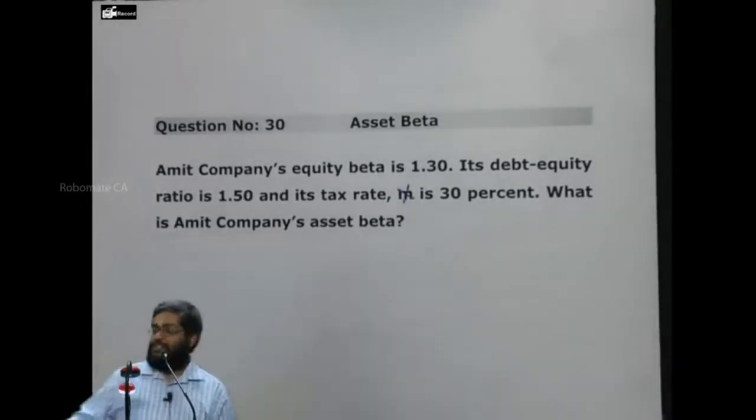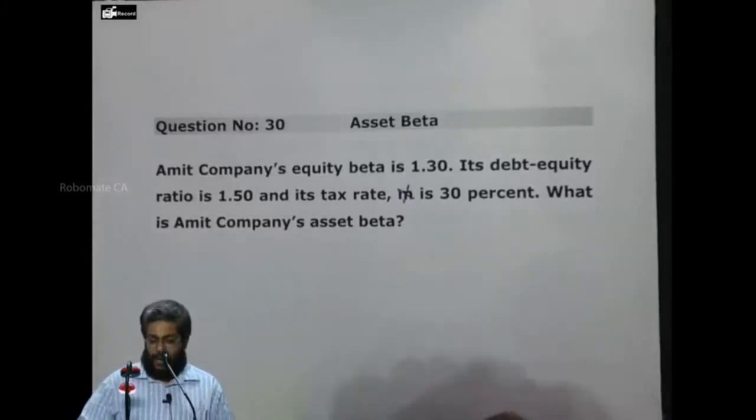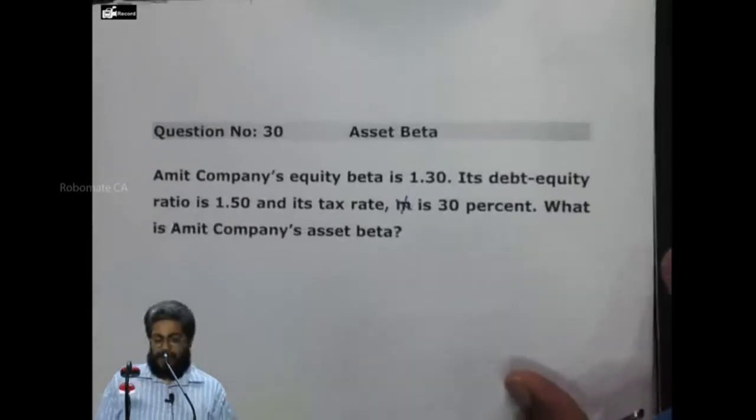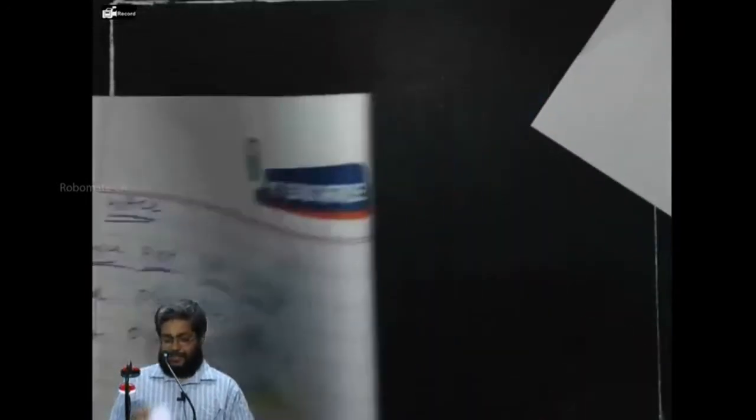Now they ask you to calculate the asset beta. Tell me, what is the other name for asset beta? Unlevered beta. Can I proceed or not? Write down. Question number 30.